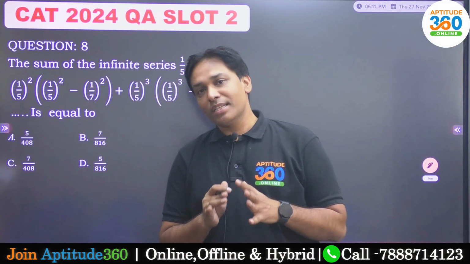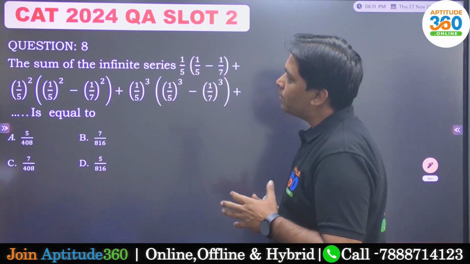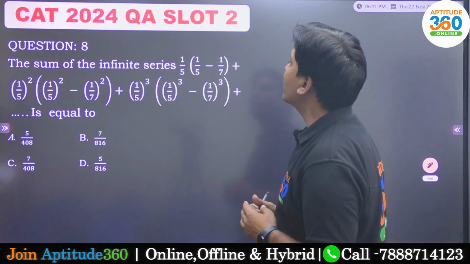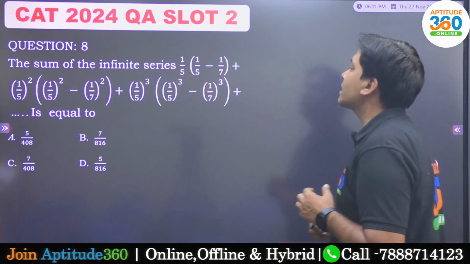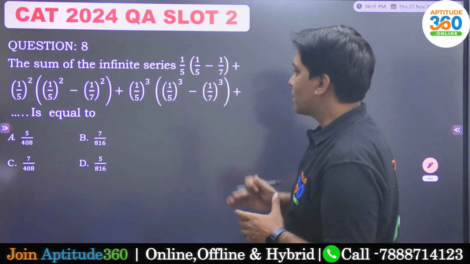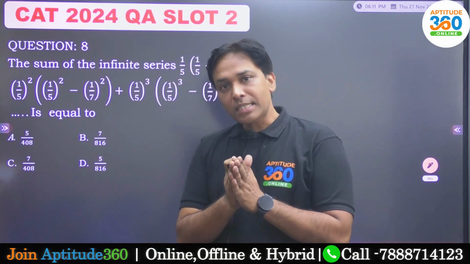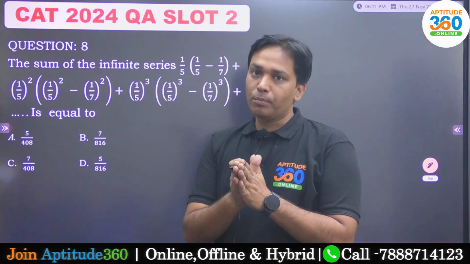Hey everyone, let us solve this geometric progression problem. It was asked in CAT 2024 in slot 2. The problem is asking you to find out the sum of the infinite series of this. If you look at it, it is a combination of two geometric progressions.